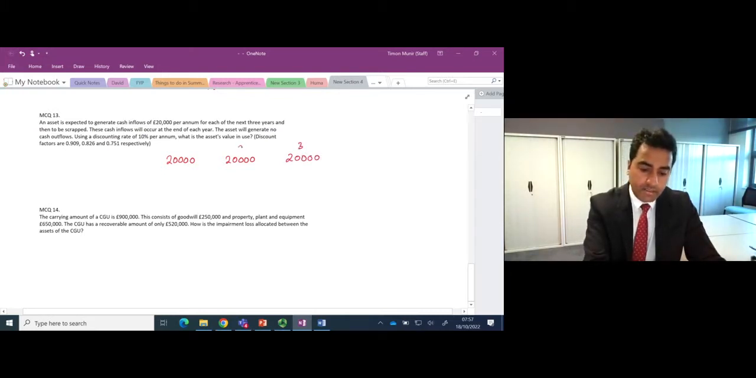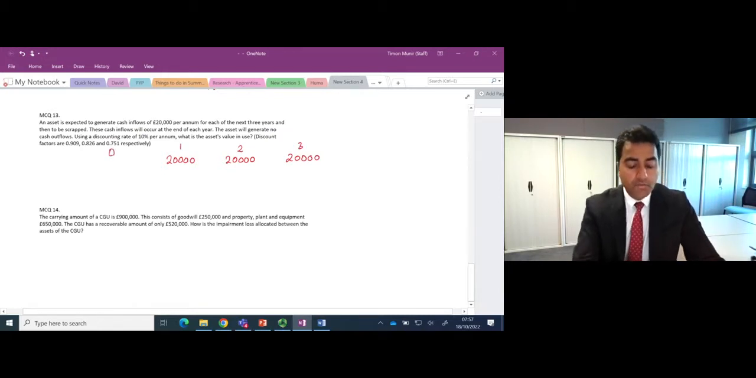This is year 3, year 2, year 1, and this is year 0. And we are making the decision in year 0. These cash inflows will occur at the end of each year. The asset will generate no cash outflow. Using the discount rate at 10%, what is the asset's value in use?